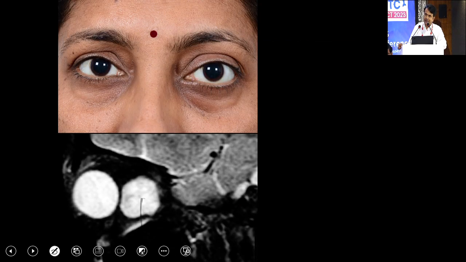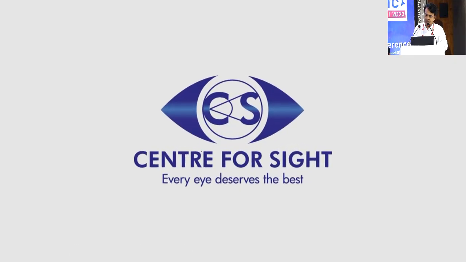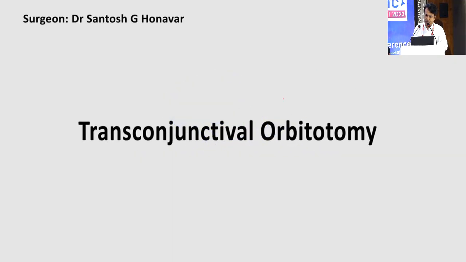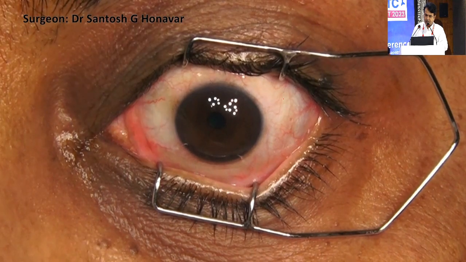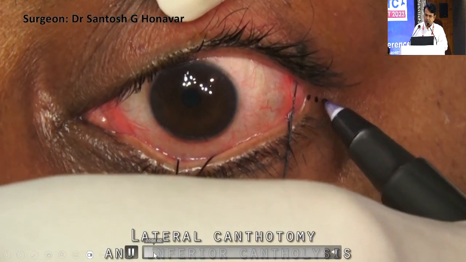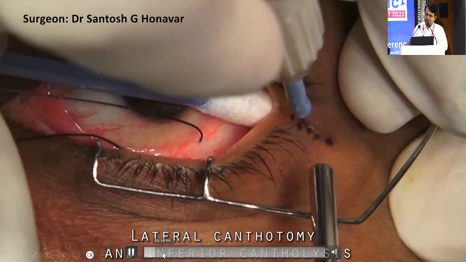Now this is a lady with an intraconal cavernous hemangioma. She is a professional. The lesion was pressing on the optic nerve and she did not want a bone cut, and she wanted to go back to work very soon. In this situation, again you can use a transconjunctival orbitotomy approach, where you would not cut the bone at all and then do a minimal surgery.